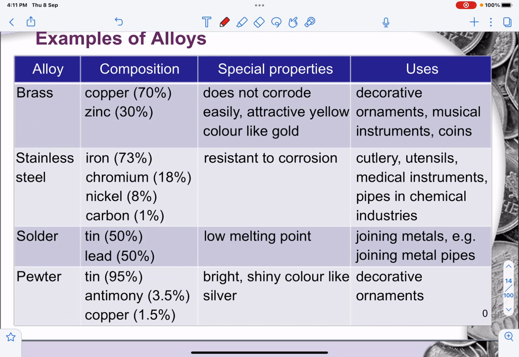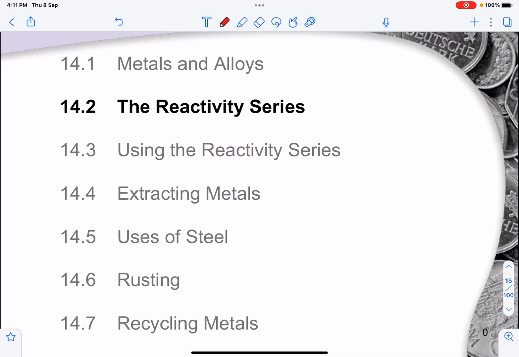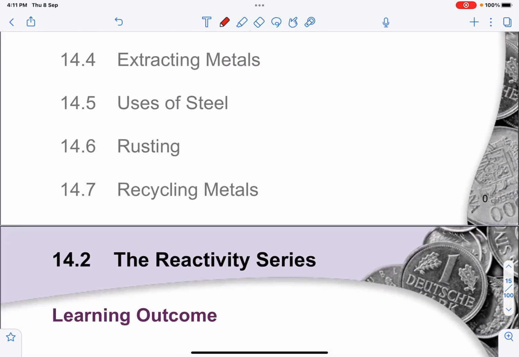Of course, these are examples of alloys where you don't have to remember the percentages, but it is important to know the compositions, like what are the elements that make it up and what it is used for. Some general special properties can be remembered to help you better understand some of the uses for it. Next, we move into the reactivity series.